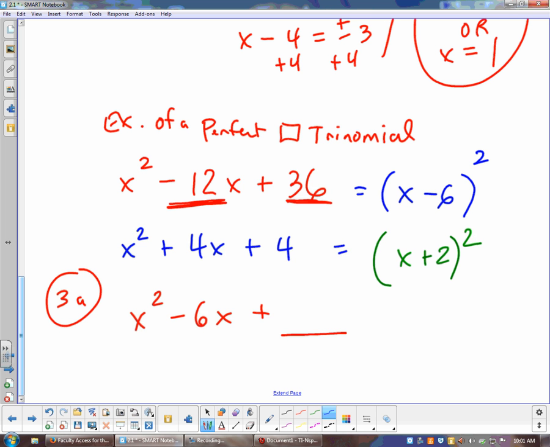What can I do to the negative 6? Divide by 2, and then square that. All right, so I take negative 6 divided by 2. Half of negative 6 is negative 3. Squared is 9. And by doing that, I will have just created a perfect square trinomial. So what should my binomial be? x minus 3 quantity squared. Are we okay with this?